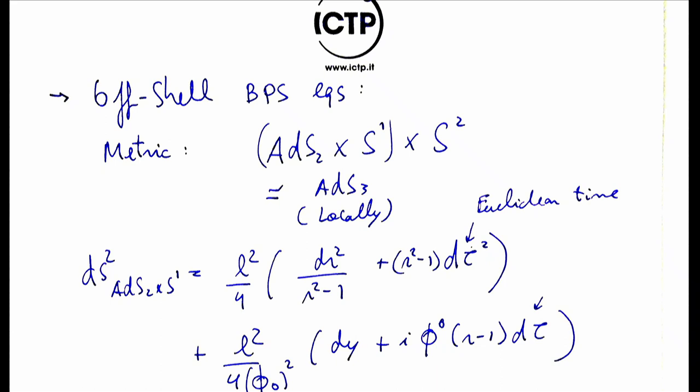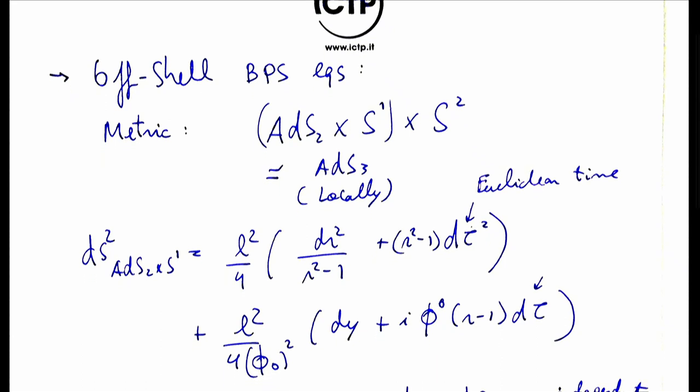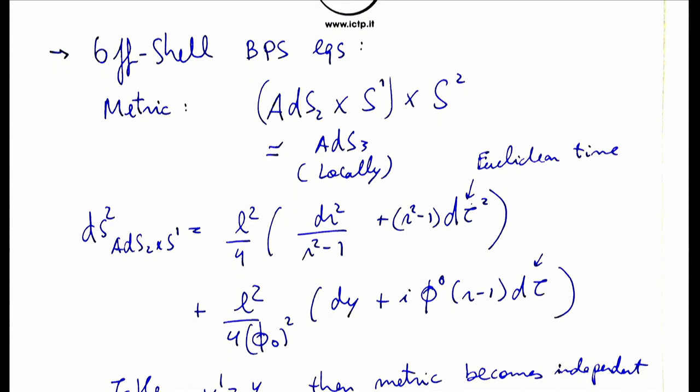When you write this in the coordinates that we have seen in all the lectures, this is the Euclidean metric. You have the AdS2 factor here. This is Euclidean time. And then you have the circle fibered over the AdS2. So this component lives on the AdS2. And there's one parameter, phi naught, in this metric.